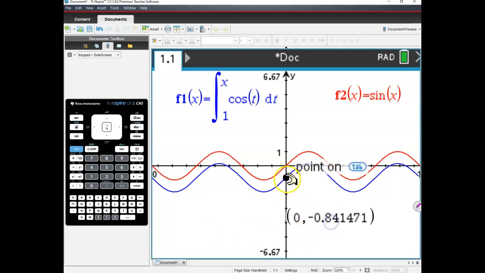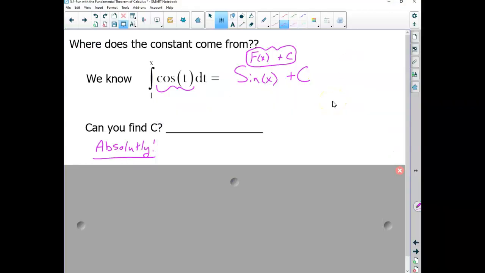That shift value right there, my C value, is negative 0.841471. So what I just figured out graphically is that my C actually equals negative 0.841471. So the integral of this is the sine of x plus, actually not plus, I'm going to say minus because it's negative, minus 0.841471. Yeah, I know we only have to round to 3, but that's there.